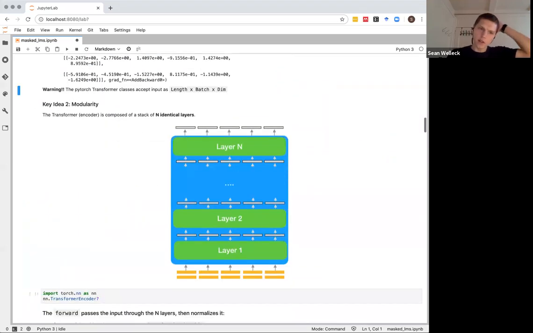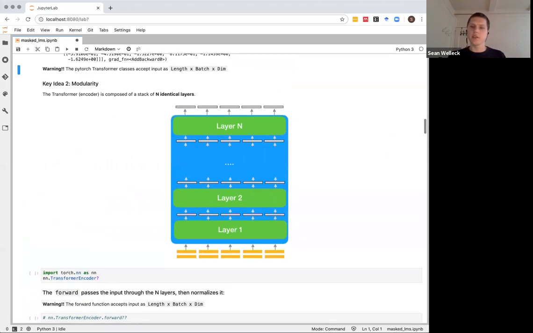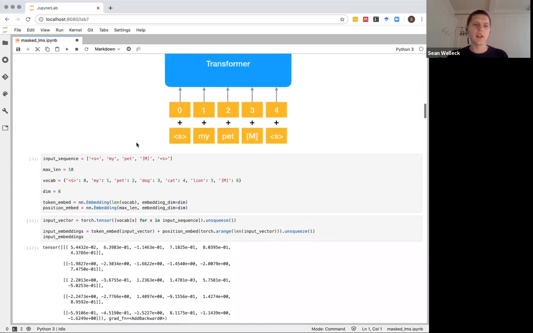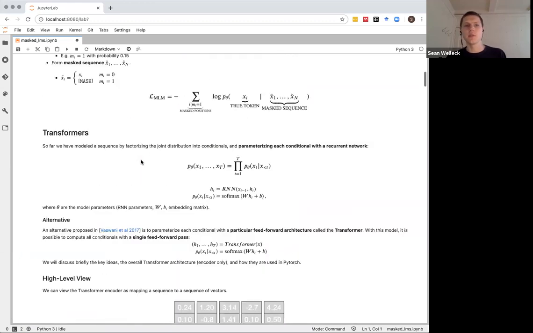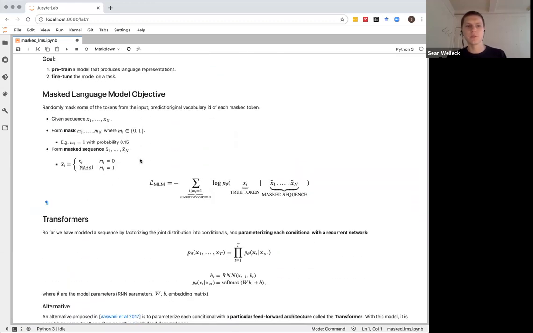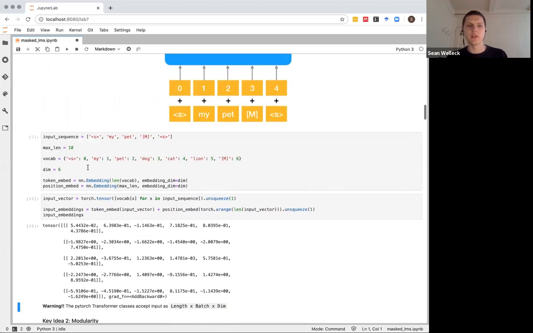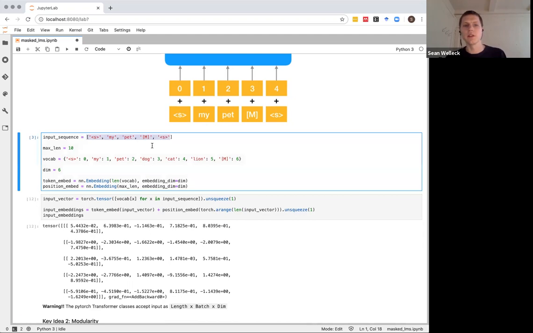Okay, so the second key idea of these. So yeah, then the masking. Remember the goal of this lab is to go over masked language modeling, where you come up with a modified input sequence that has some of the tokens masked. This is just looking ahead to later in the lab, when we actually show how to do masked language modeling. This is how your input sequence would look.